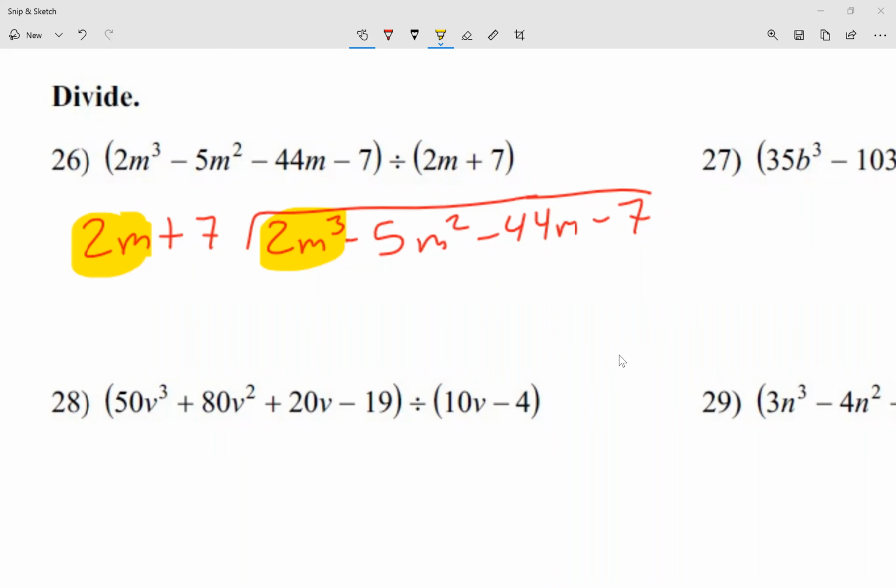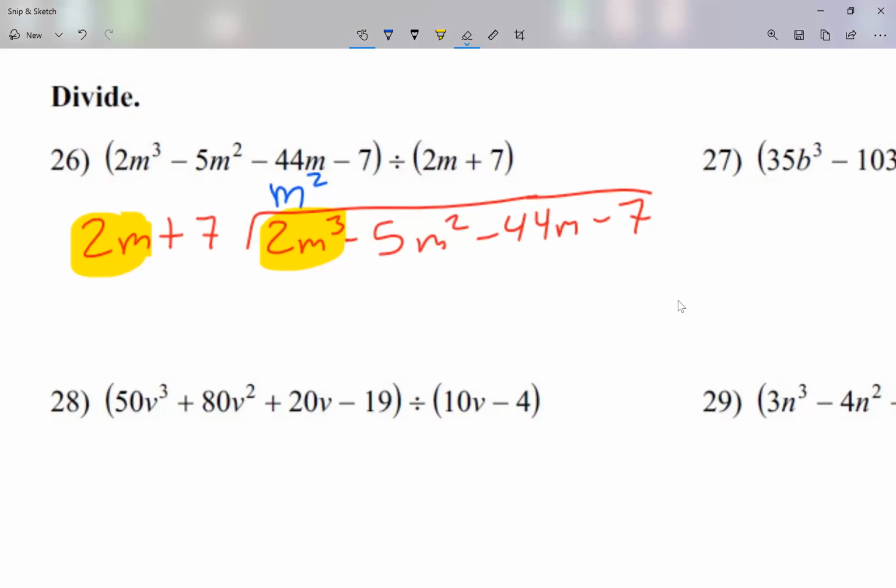Okay, so we're thinking. All right. So first of all, number wise, 2, I don't have to change it. So my number is fine. Letter wise, I have to multiply this by m to the second. Right? m times m to the second, that gives me m to the third. Remember how when we multiply exponents, we just add the exponents? Okay.